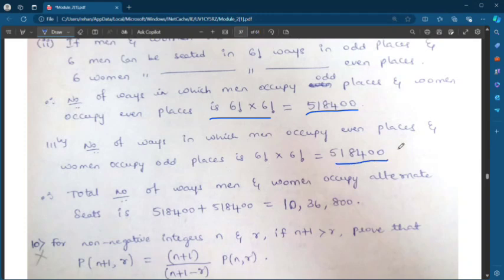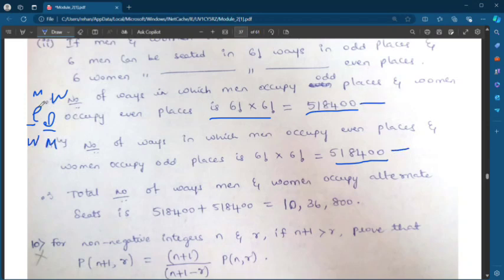Alternate, right? First what I'll do, suppose this is odd and this is even. First I'll make men sit here and then women sit here, and I'll find the permutations. Then I'll make women sit in even places and men in odd places, and then I'll find the permutations.